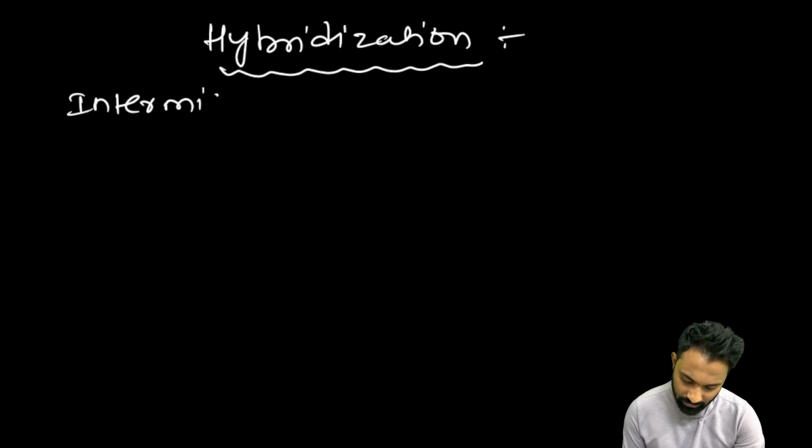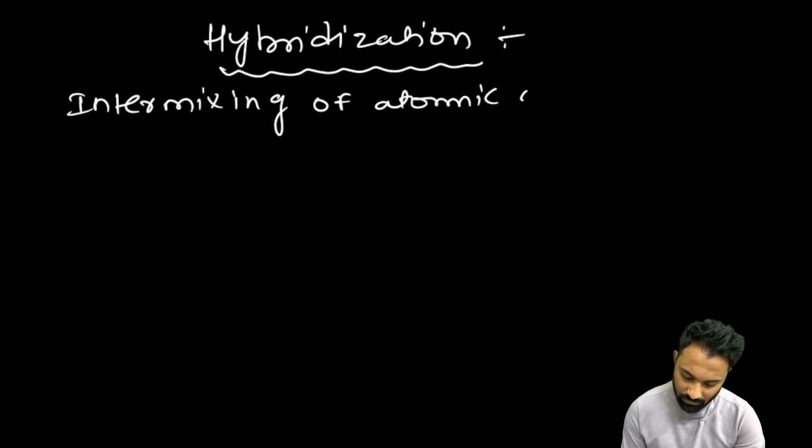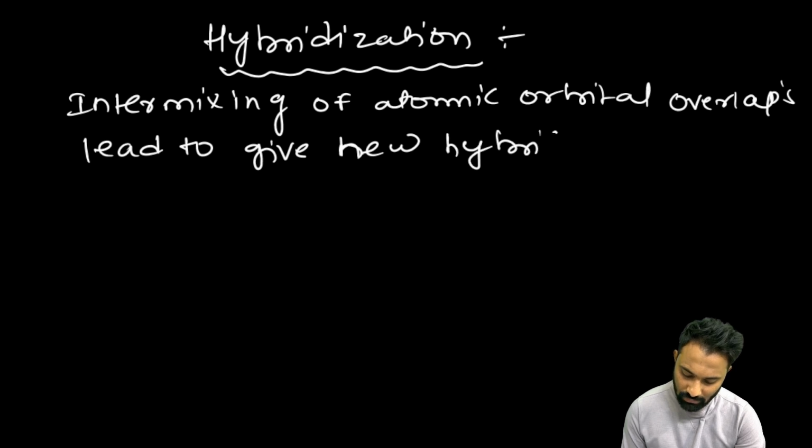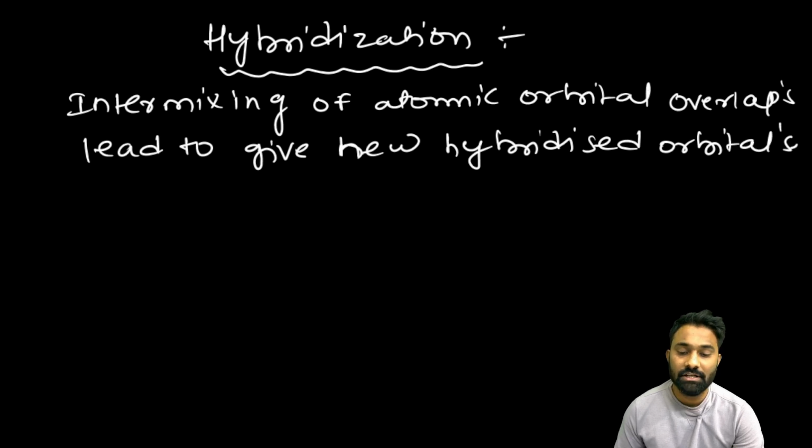Intermixing of atomic orbitals overlaps and leads to give new hybridized orbitals. Overlap that leads to new hybridized orbitals is known as hybridization. Clear? Now, first point you have to remember: the orbitals have a slight energy difference.